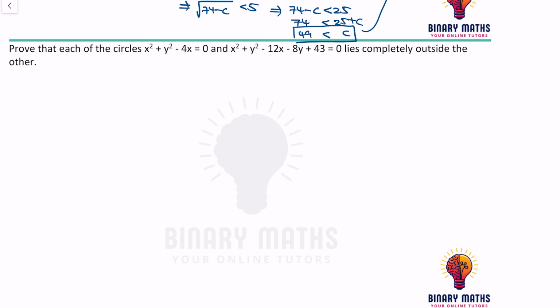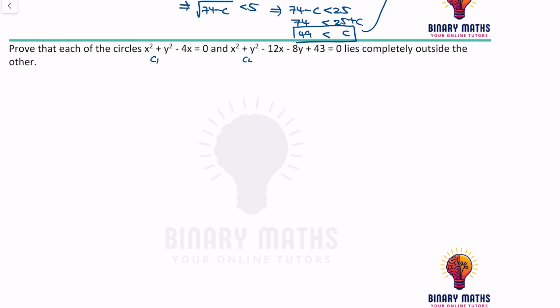Prove that each of the circles x squared plus y squared minus 4x equals 0 and x squared plus y squared minus 12x minus 8y plus 43 equals 0 lies completely outside the other. Let's call the first circle C1. Let's call the second circle C2.